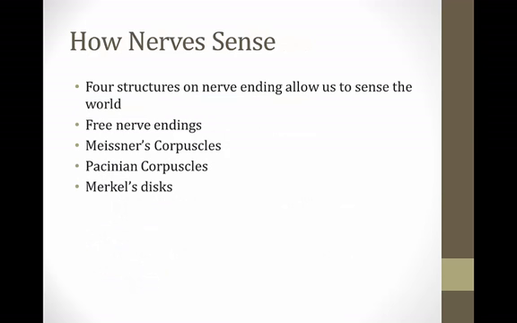alpha fibers. Okay, let's talk about how our sensory nerves sense the world. And there are 4 structures on nerve endings that allow us to sense the world. These are called the free nerve endings, Meissner's corpuscles, Pacinian corpuscles, and Merkel's discs. And we'll talk about all these now.